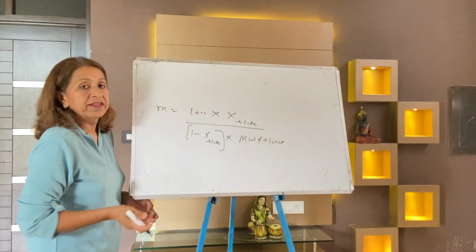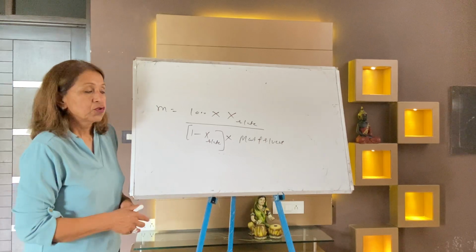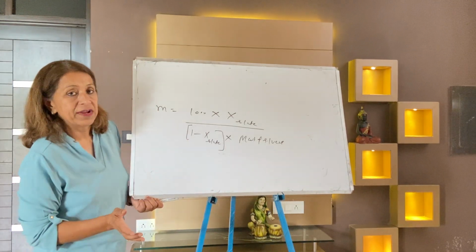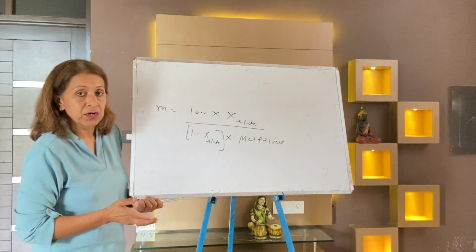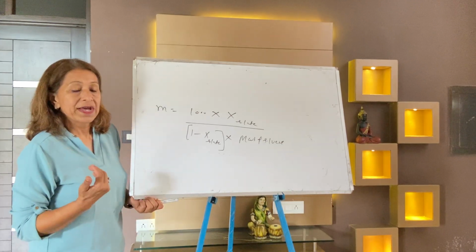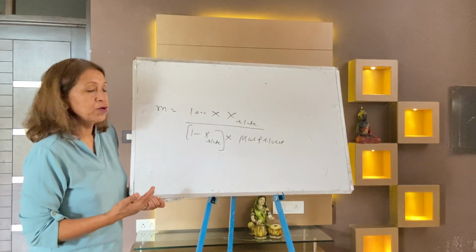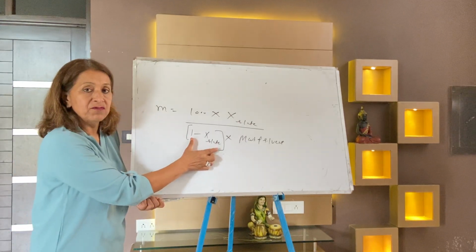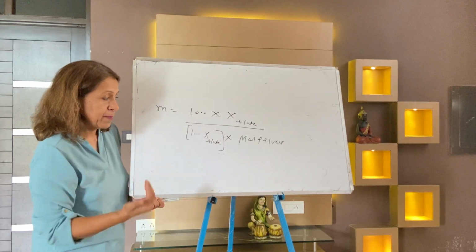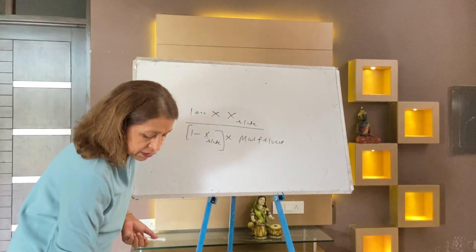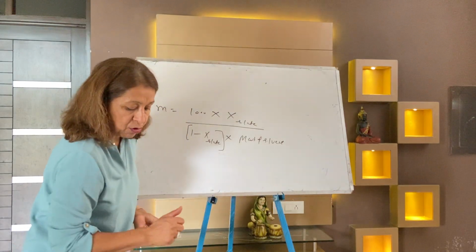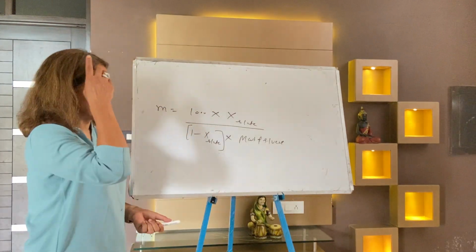Soon I will take the numerical related to this topic. This topic covers the relation between molality and the mole fractions. Very important formula again: molality is equal to 1000 into mole fraction of the solute divided by the mole fraction of solvent, 1 minus x of solute, multiplied by molecular weight of solvent. In this way you can calculate the numerical based upon these 4 formulas.